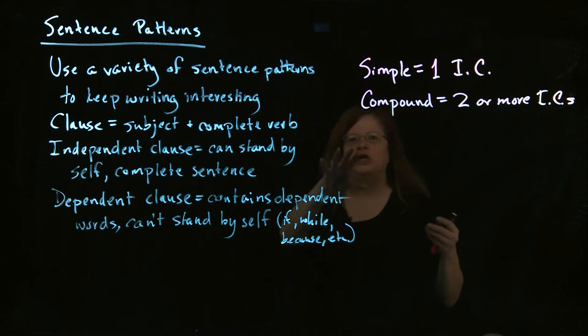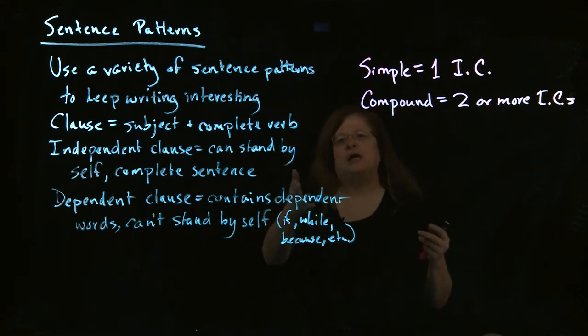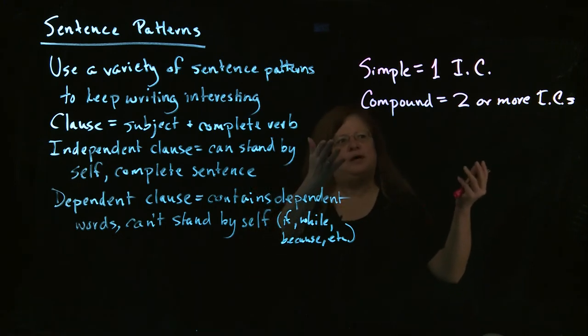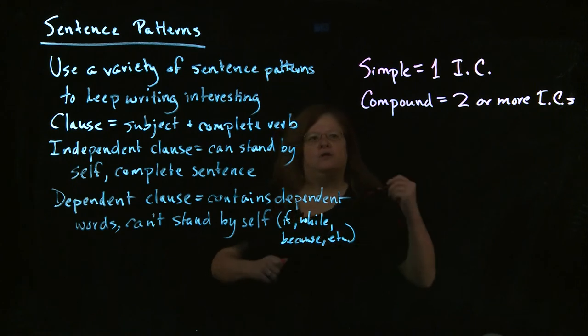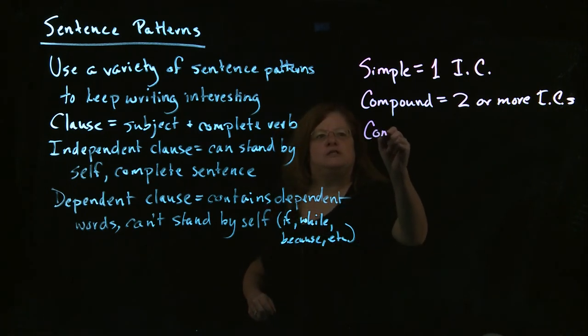So that's one where you may have a semicolon connecting the two, or you may have a comma plus one of the fanboys. That's stuff we looked at when we were looking at fixing run-on sentences. One of the ways to do it was to make it into a compound using the semicolon or the comma plus the fanboys. Then we have the complex sentence.